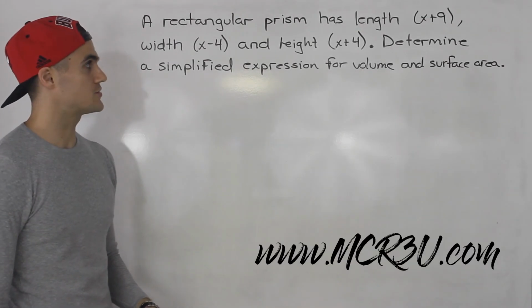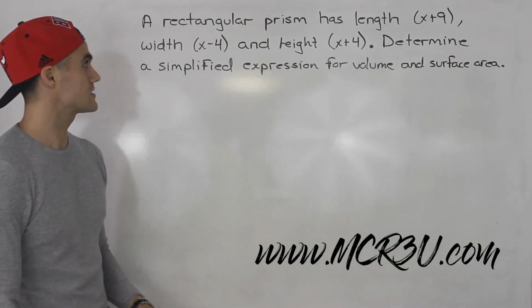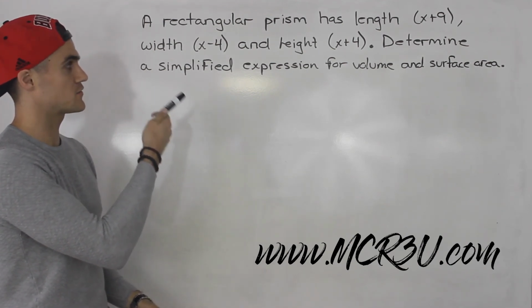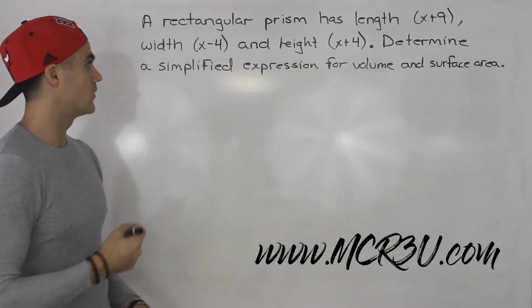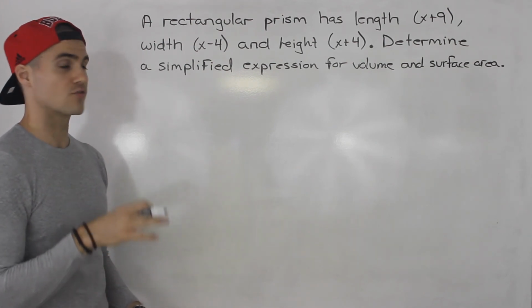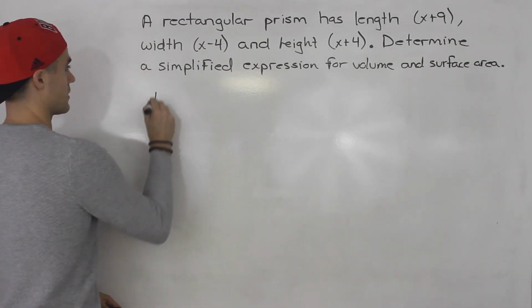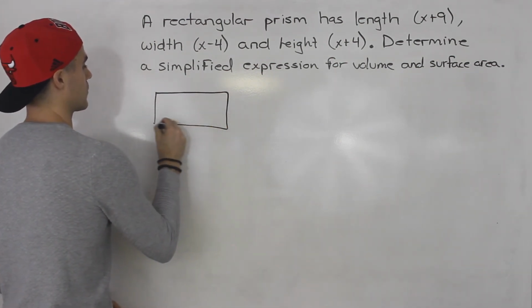Welcome back. Moving on to another question on the test. We've got a rectangular prism that has a length x plus 9, a width x minus 4, and a height x plus 4. We have to determine a simplified expression for volume and surface area. So let's draw in a diagram of what we are working with.